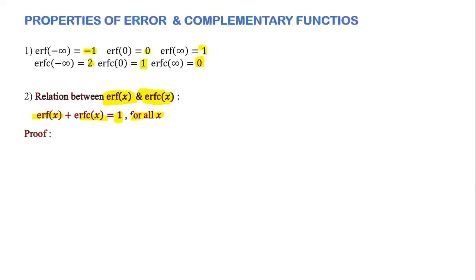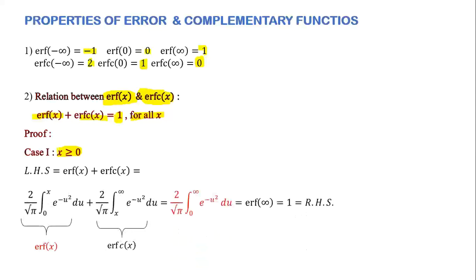So for this proof, first consider x is a non-negative real number, that is x is greater than or equal to 0. And now consider the LHS, that is error function of x plus complement error function of x. Replace these values by the corresponding integral, that is 2 by root pi, 0 to x, e raised to minus u square du. This is your error function of x, plus 2 by root pi, x to infinity, e raised to minus u square du. This is your complement error function of x.